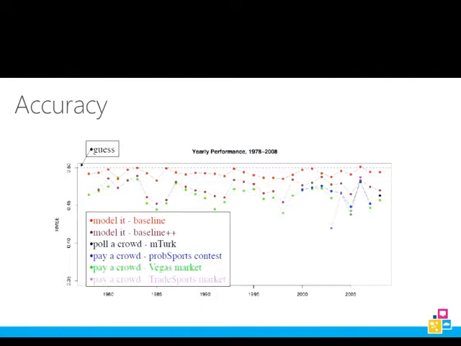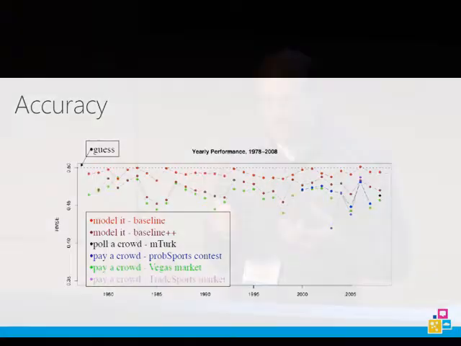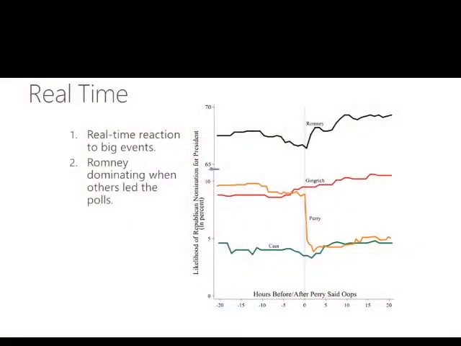And this style of market has a good track record of empirical accuracy. This is just one example, but there are a lot of examples. This is over several decades, predictions about football games. And it's the Vegas odds. It's the place where people are putting real money on the line, which is getting the most accurate predictions. This type of technology is also real time.